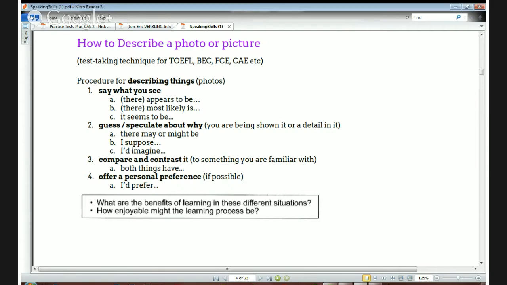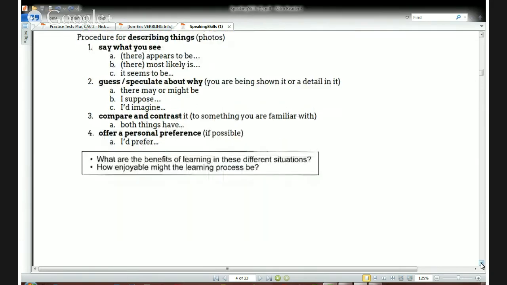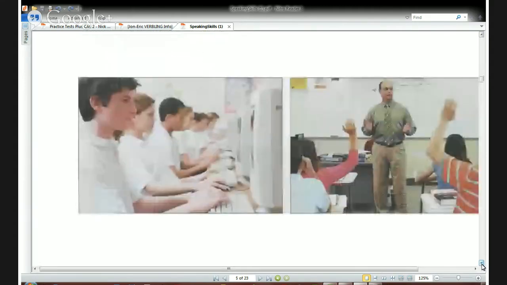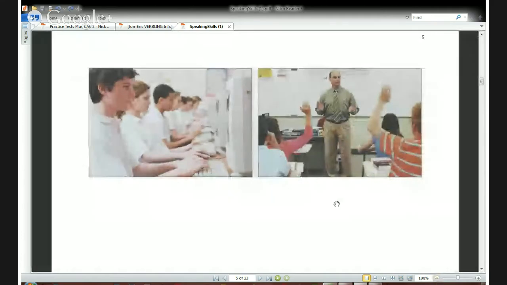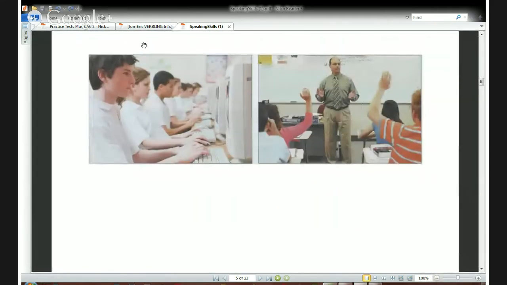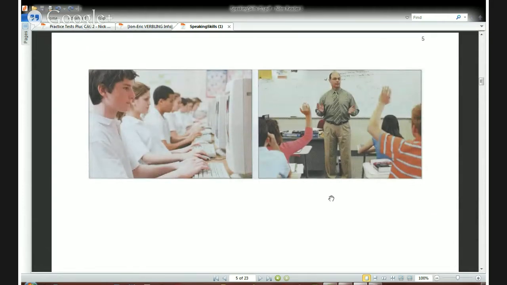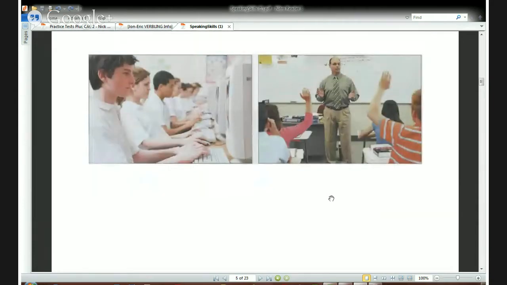Okay. So now, on the next page, give me a second here. There we go. I don't know if I can get them all on one page. Hold on. Well, these are supposed to be on one page. I can't get them all on one page. But let's look at these photos first.